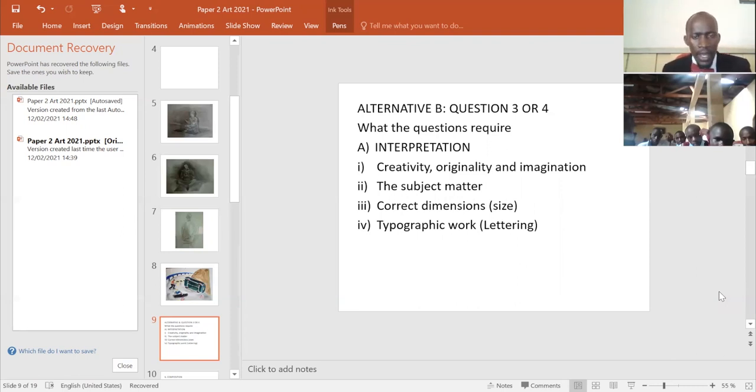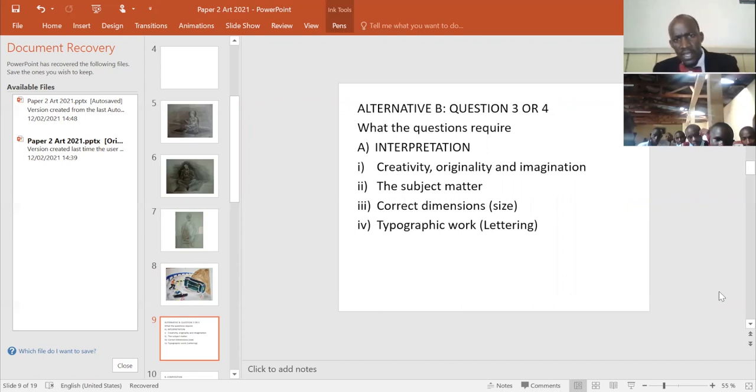Then, under interpretation, the subject matter. If you are asked to create a particular graphic design work, for instance, you've been asked to create a CD cover or a CD sleeve or a book design or book cover, are you able to create a form or a composition that looks like a book cover? Or does your book cover resemble a page layout? Or does your page layout resemble a letterhead and all that?